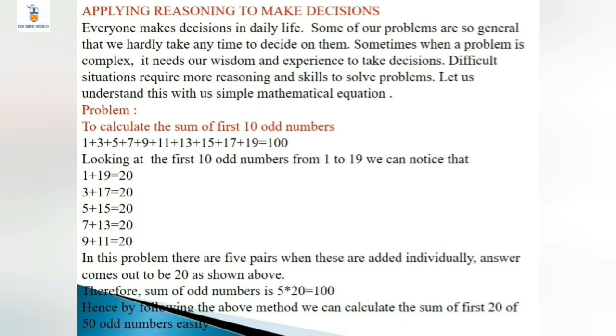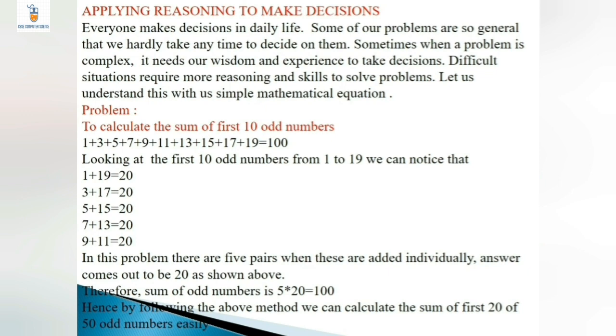Let's now see where we can use computational thinking. So first is applying reasoning to make decisions. So decision making is one feature of computational thinking in which we have to make decisions, that is make a choice out of multiple options.